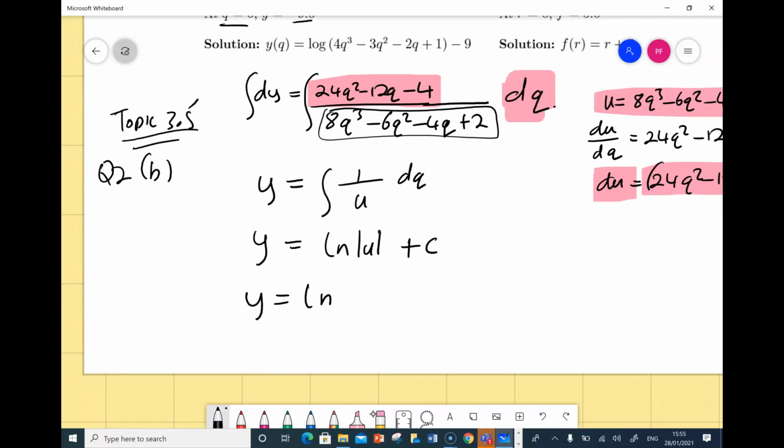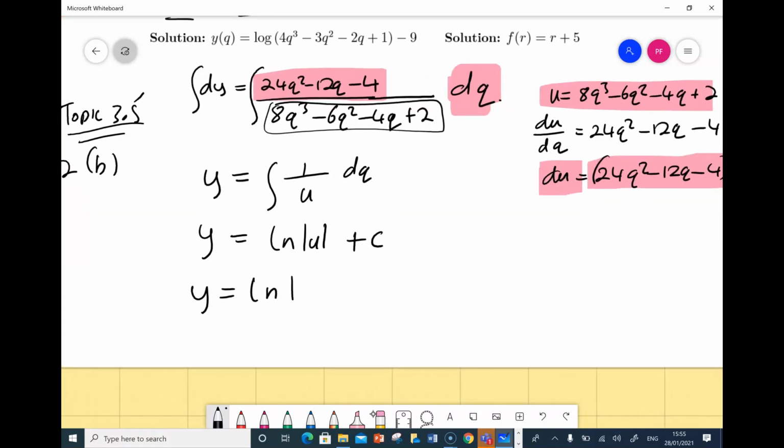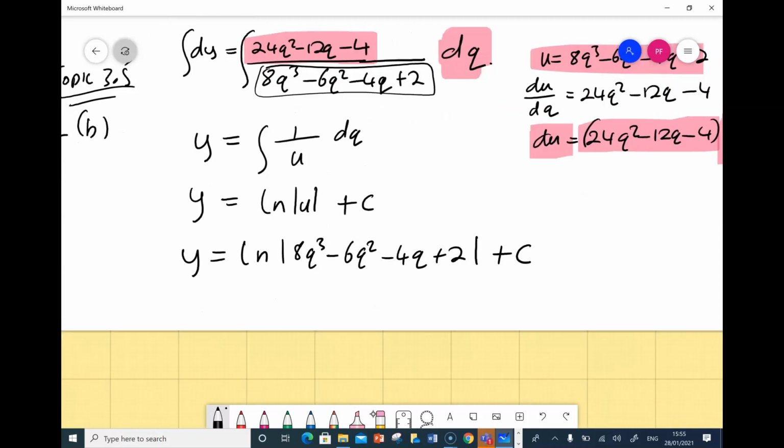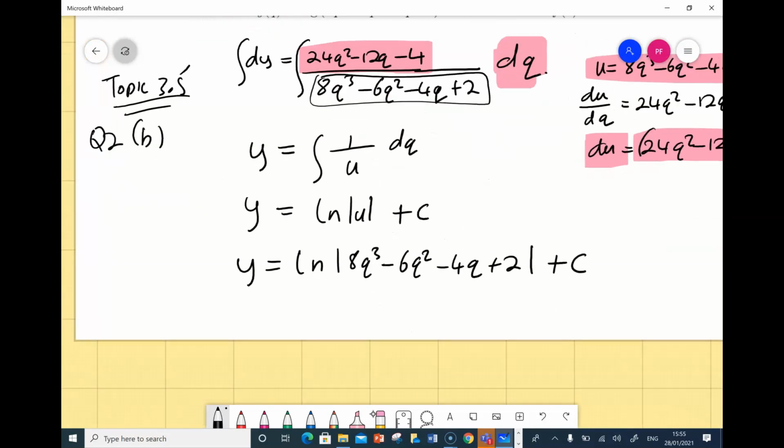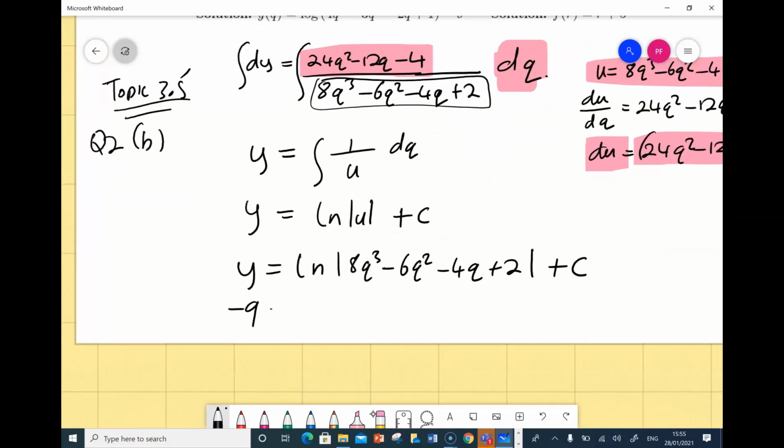Well, we said that u was equal to 8q cubed minus 6q squared minus 4q plus 2. And then we've got this plus c. So we need to figure out what that plus c is, and they give us two values. They say when q is 0, y is minus 9. So we fill minus 9 in for y, and we put 0 in for q.